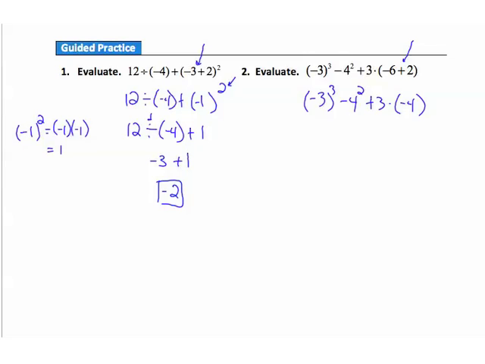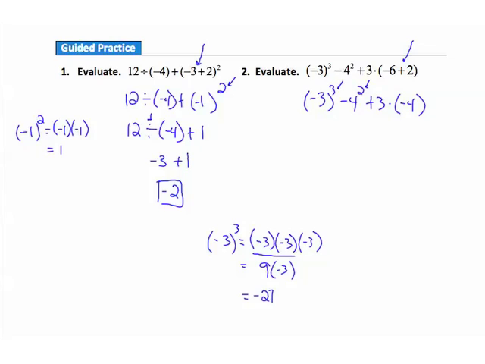Now parentheses are done, so now I would look for exponents, and I have 2 exponents. I have one here and one here. So let's go off on some scratch work and figure out what that's going to be. So I have -3 to the third power. Notice the negative is included there, so that means I'm going to have -3 times -3 times -3. So let's take a look. I'd first multiply these two together. So a -3 times a -3 is a +9. And now a +9 times a -3 gives me a -27.